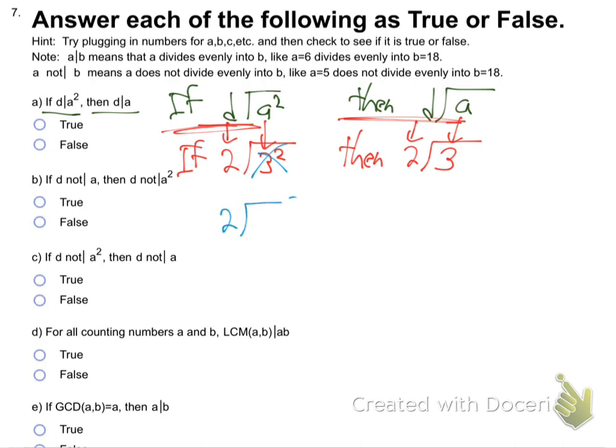Let's try if 2 goes into 4 squared. Is that true now? 2 goes evenly into 16? Yeah. 2 goes into 16 evenly, goes in 8 times, no remainder. Then 2 will go into 4. Does it? Does 2 go into 4? Yes, that's true. So it must be true.